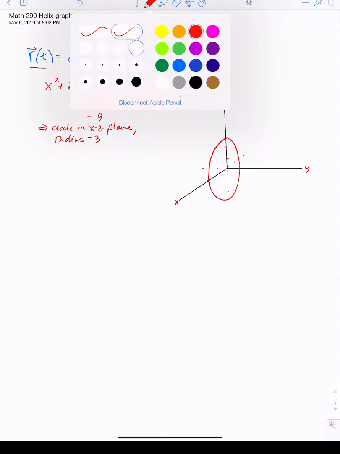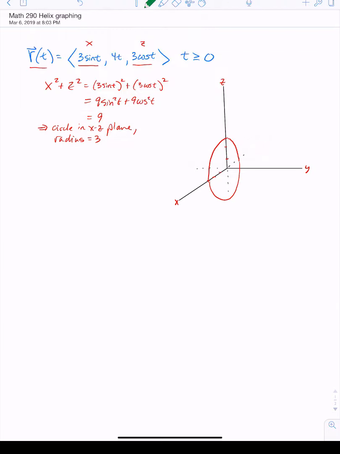So if I switch colors here, the y variable right there, that's y. Y is left out of that equation. Because there's no y, it means that we're going to have this same circle no matter what the value of y is. So it's going to look something like this. And that's the orientation of our cylinder.